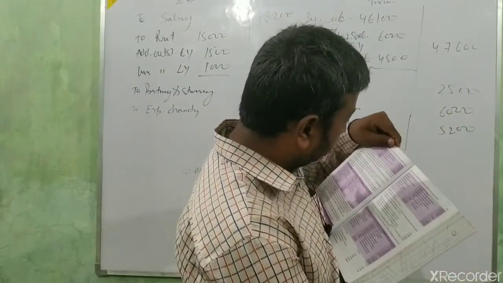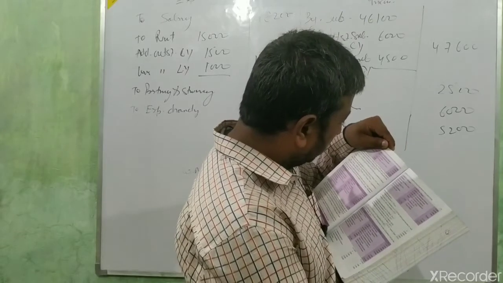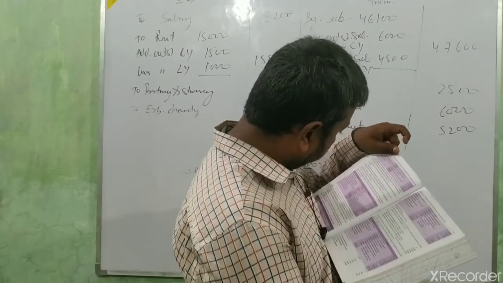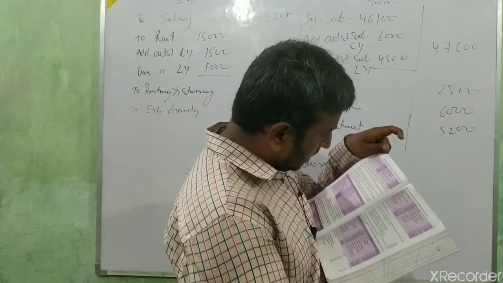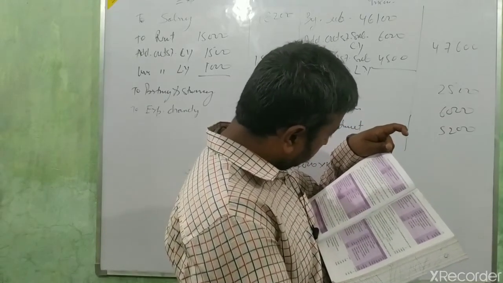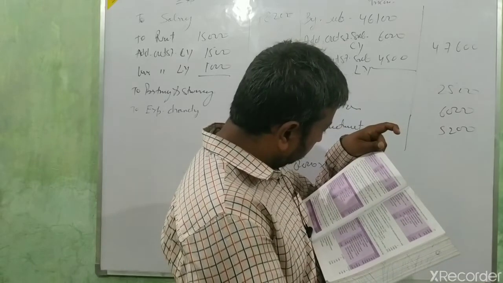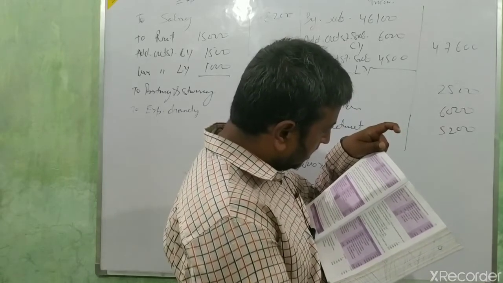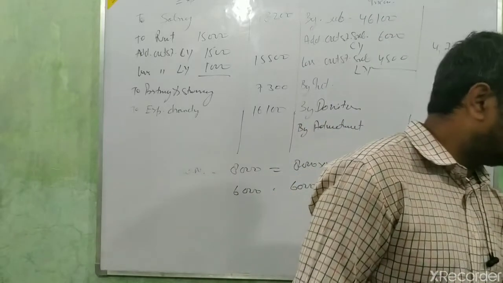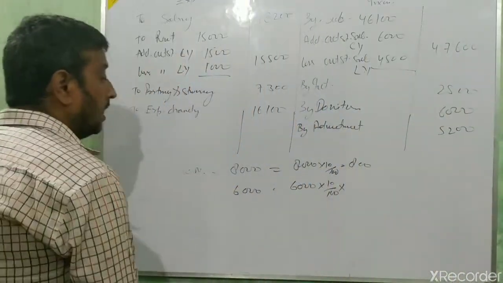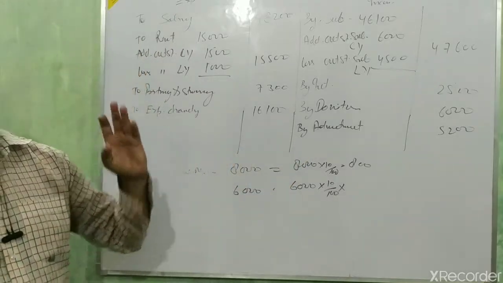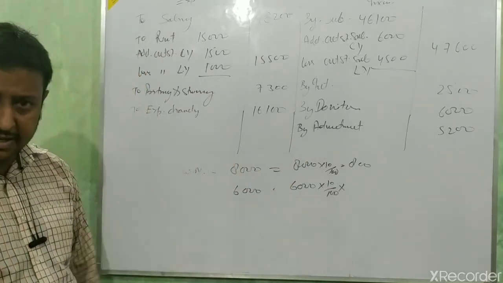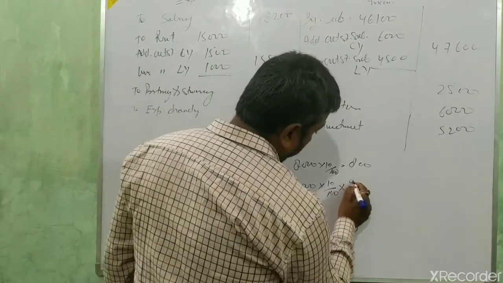And the date of furniture purchase is 1st July. On 1st July we are going to purchase. So from 1st July to March, 9 months. We are going to just calculate for 9 months.